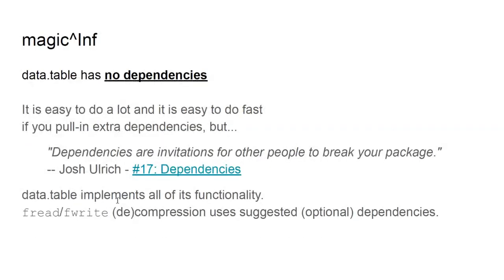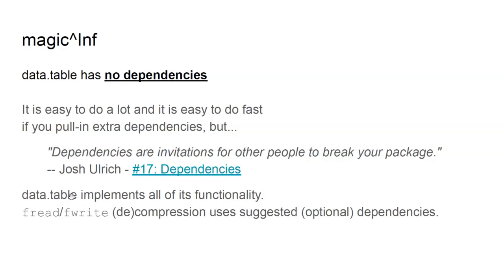And the last magic is that data table has no dependencies, and it's generally easy to do a lot and to do it fast if you use dependency, because we can just find what is there that it's good, fast, and we have it for free, we just import some package, and it's already fast. The trade-off is that dependencies are invitations for other people to break your package. So when you have a dependency, you are basically responsible for fixing whatever is there.